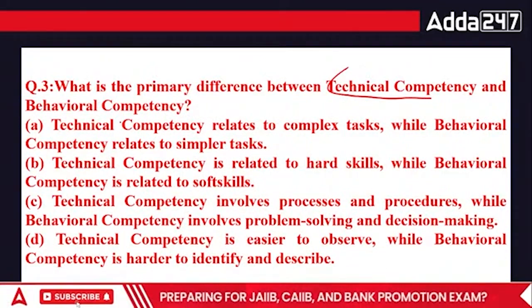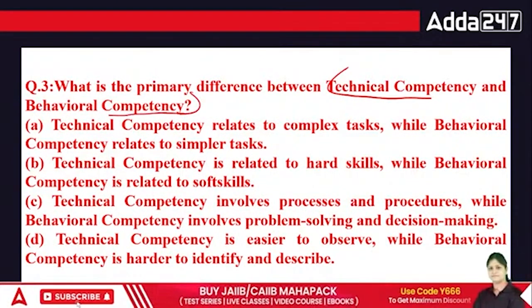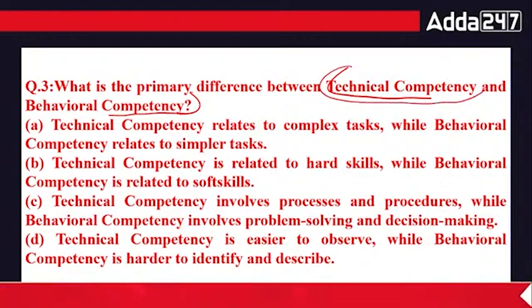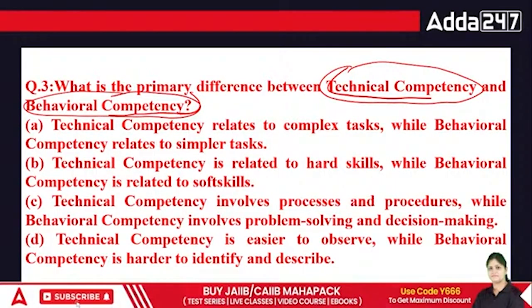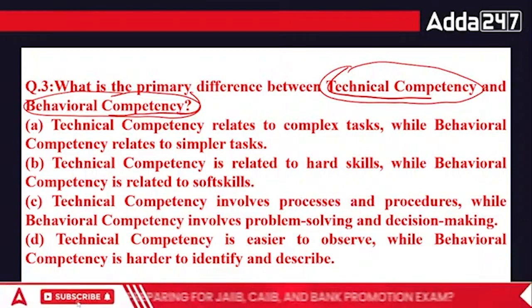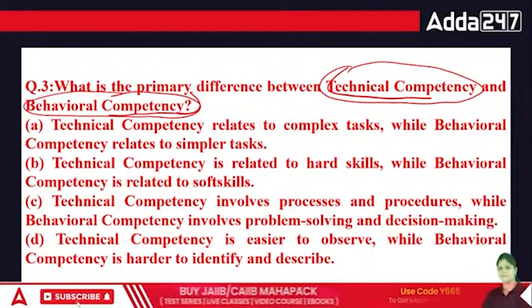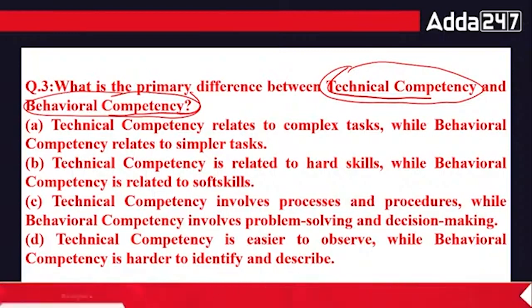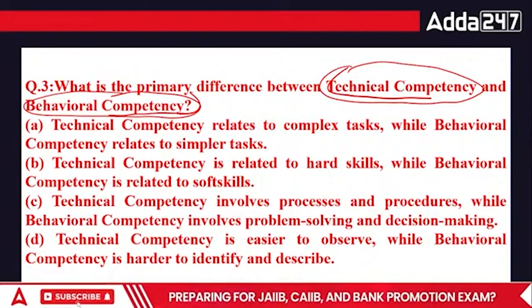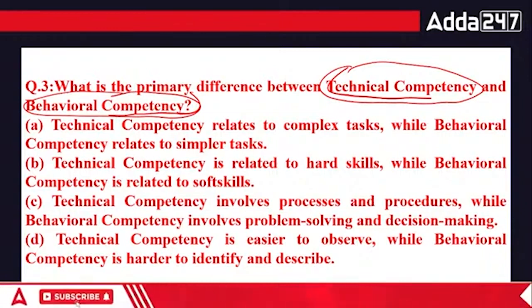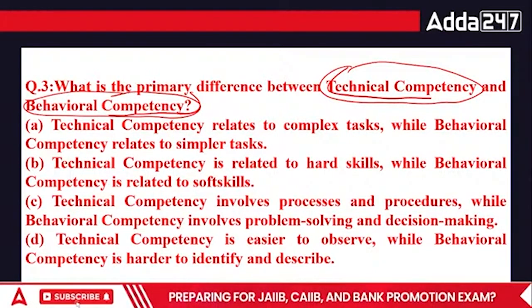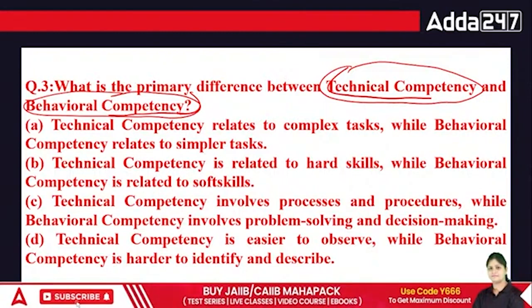प्राइमरी डिफरेंस क्या है टेक्निकल कॉम्पिटेंसीज में एंड बिहेवियरल कॉम्पिटेंसीज में। ऑप्शन ए देखिए, टेक्निकल कॉम्पिटेंसी रिलेट टू कॉम्प्लेक्स टास्क वाइल बिहेवियरल कॉम्पिटेंसी रिलेट टू सिंपलर टास्क। बी है, टेक्निकल कॉम्पिटेंसीज रिलेटेड टू हार्ड स्किल्स वाइल बिहेवियरल कॉम्पिटेंसीज रिलेटेड टू सॉफ्ट स्किल। सी क्या है, टेक्निकल कॉम्पिटेंसीज इन्वॉल्व प्रोसेस एंड प्रोसीजर while behavioral competencies involve problem solving and decision making। और डी क्या है यहाँ पे, technical competencies is easier to observe while behavioral competency is harder to identify and describe। so what is the right answer?